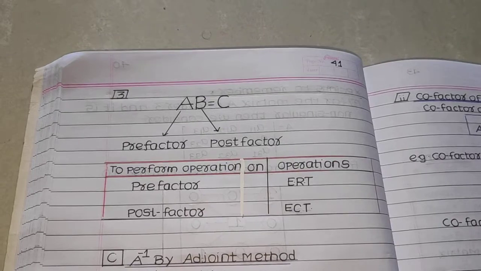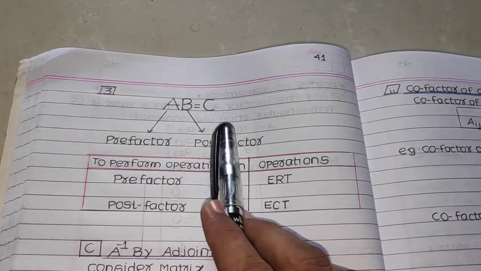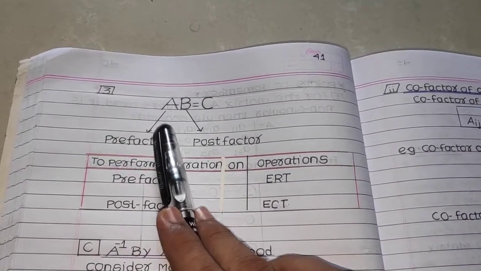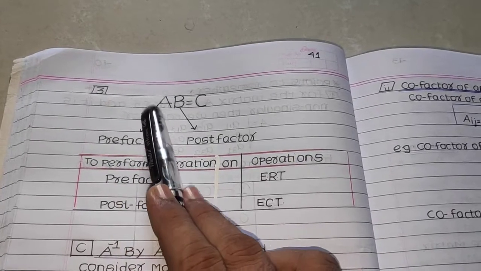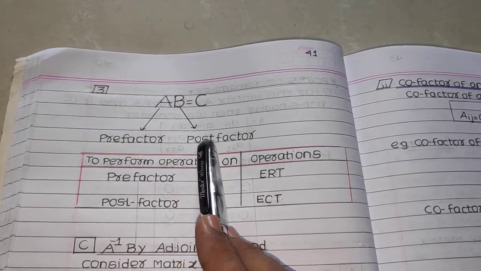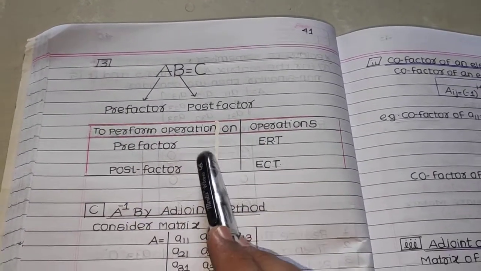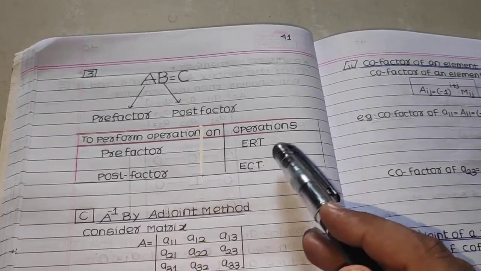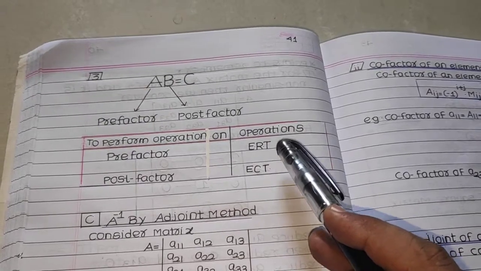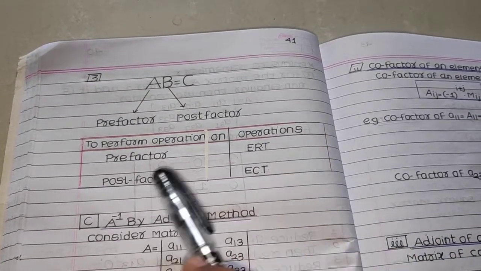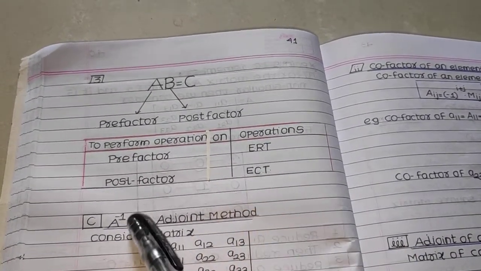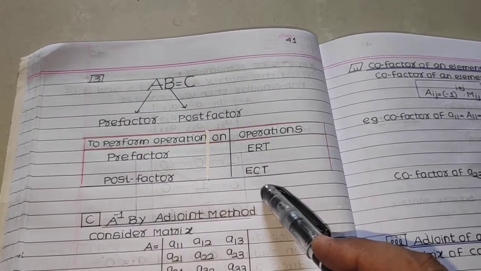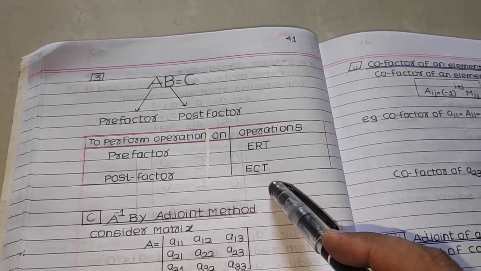Now you can see when there is an operation of the form AB equals C, for reference of B, A will be the prefactor, and for reference of A, B will be the post factor. So to perform operations on the prefactor, the operation must be ERT, that is elementary row transformations. To perform operations on the post factor, operations will be ECT, elementary column transformations.